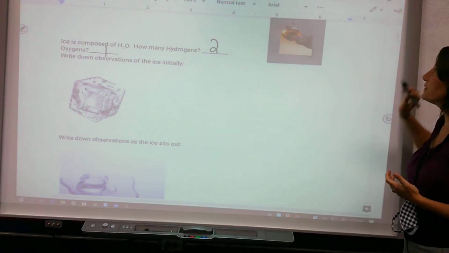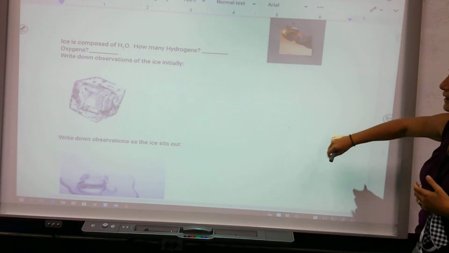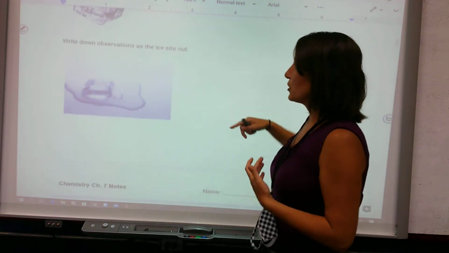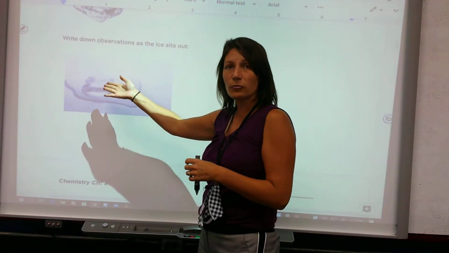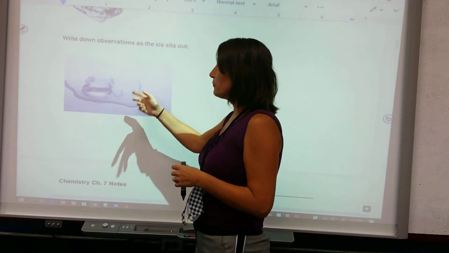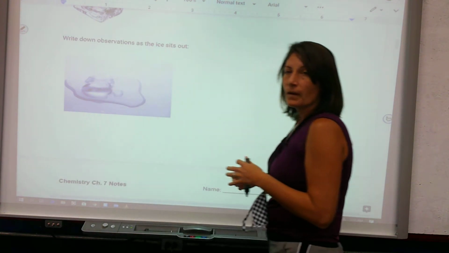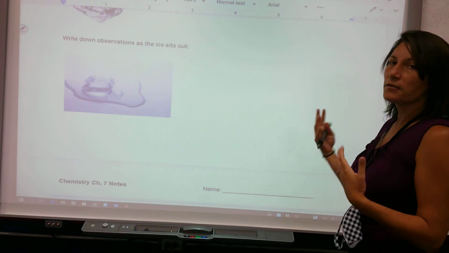And then I just left it out on the table for a little bit, and of course it began to melt. So you ask, okay, what are the observations now? Well, it's now liquid. There's still a little bit of solid left, but it's liquid. The liquid's not as cold. It's still clear.